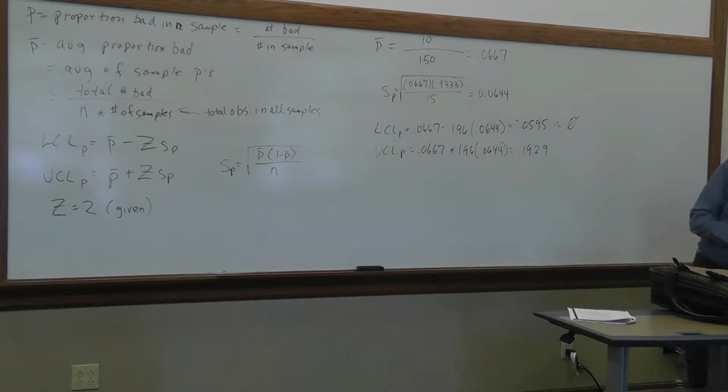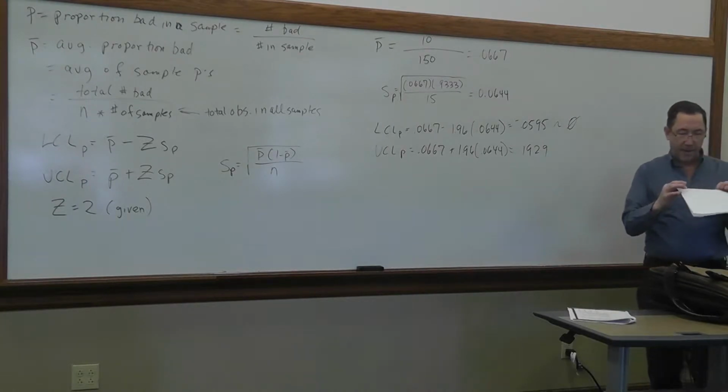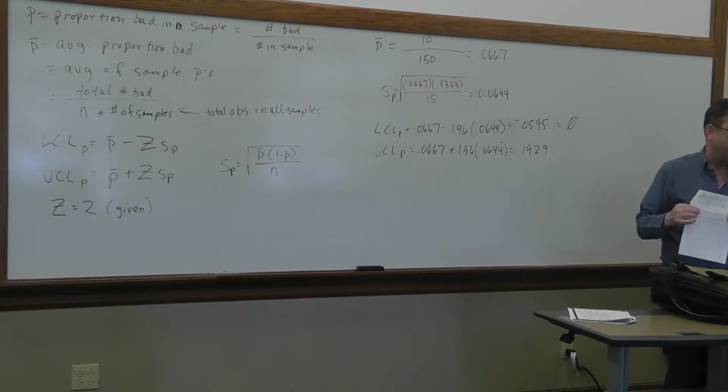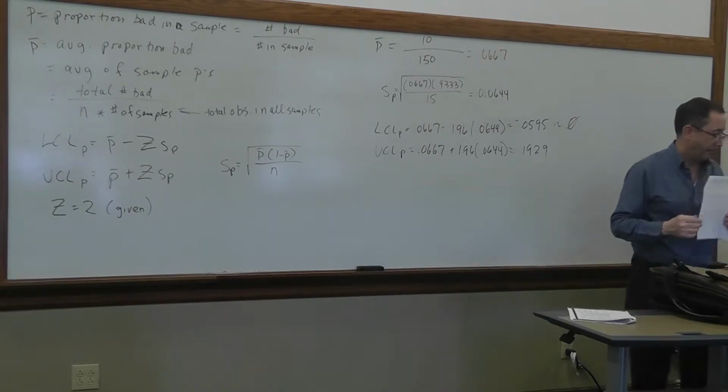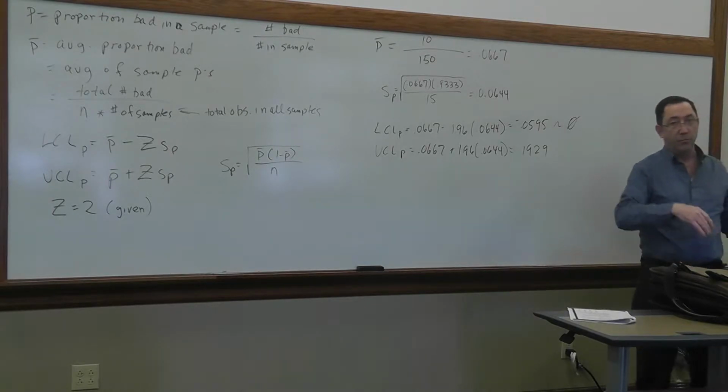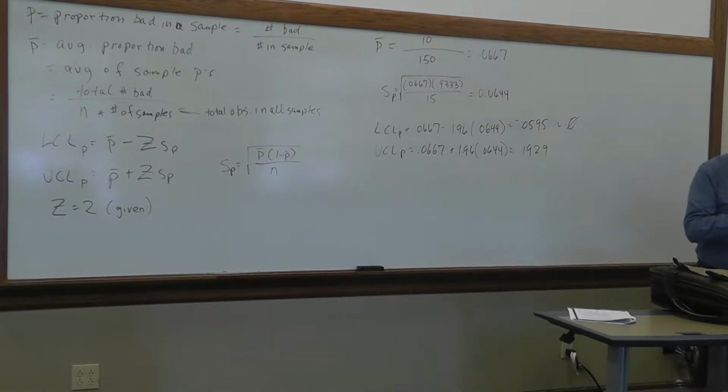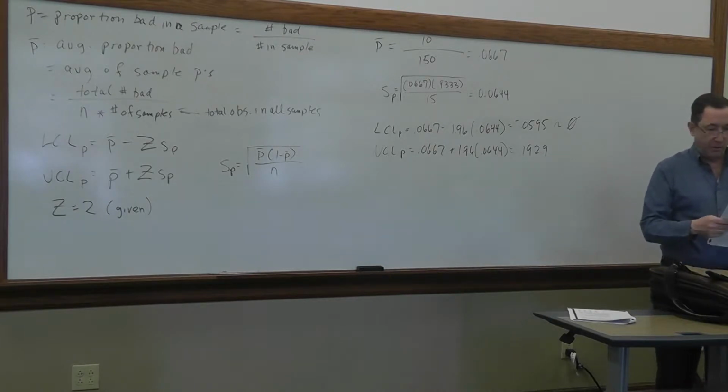Z is the number of standard deviations away from the mean for the control limits. And it's given. So look at this problem. It says develop a P-chart for 95% confidence, and it says 1.96 standard deviations. That tells us that Z is 1.96. On exams, I typically just tell you, Z is this.